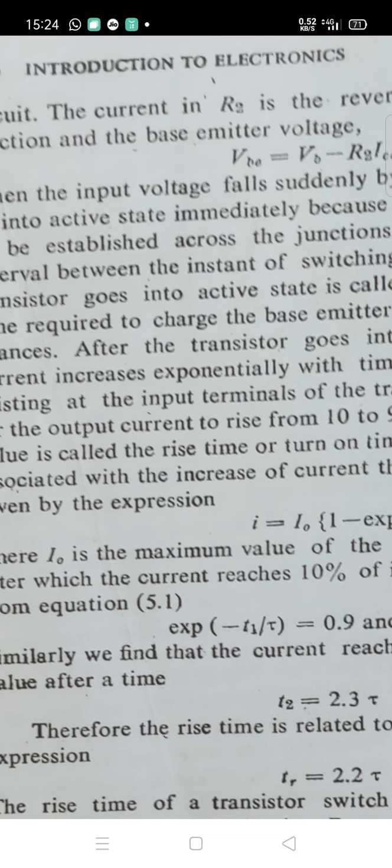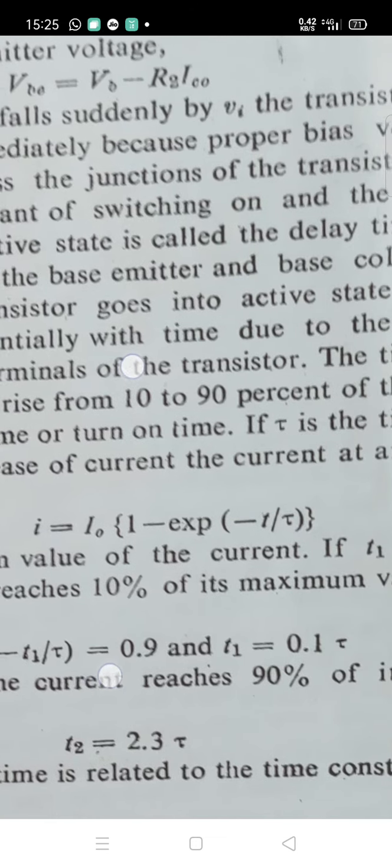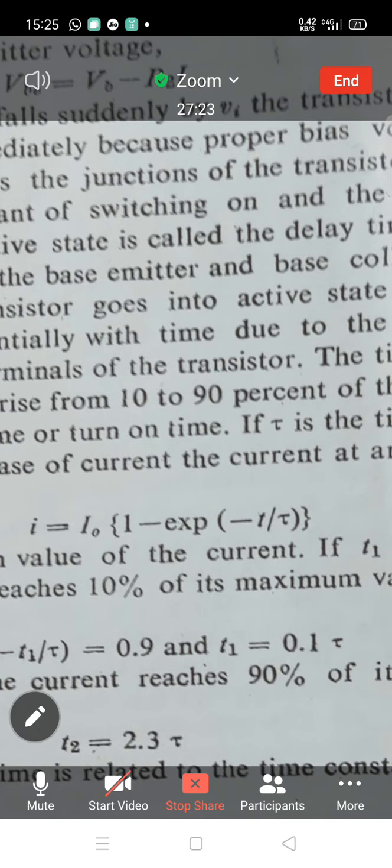After the transistor goes into active state, the output current increases exponentially with time due to the capacitances existing at the input terminals of the transistor. The time required for the output current to rise from 10 to 90% of the maximum value is called the rise time or turn on time. If small t is the time constant associated with the increase of current, the current at an instant t will be given by the expression I equal to I0 (1 minus exponential minus t by small t).